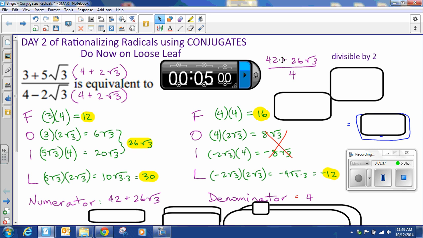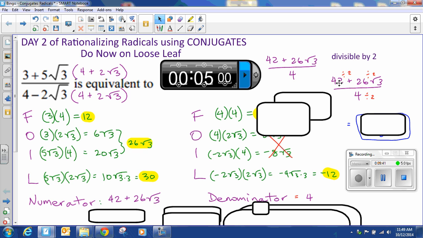Hopefully you recognize that these are all even numbers. We can divide by 2. And after dividing by 2, half of 42 is 21, half of 26 is 13, and half of 4 is 2. The final answer is 21 plus 13 radical 3 all over 2.